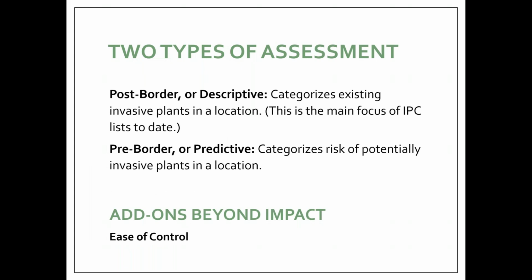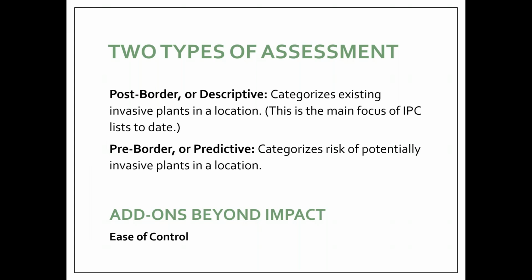There are at least 2 distinct types of assessment. One is, we've got this invasive plant here, how bad is it? So it's post-border, it is here already, and we're describing the impact that it's currently having. And that's typically the main focus of IPC lists. Then there's pre-border or predictive lists. So we don't have this weed, but we're aware of it and we think it could come here, and we want to predict how bad we think it would be if it does come here.